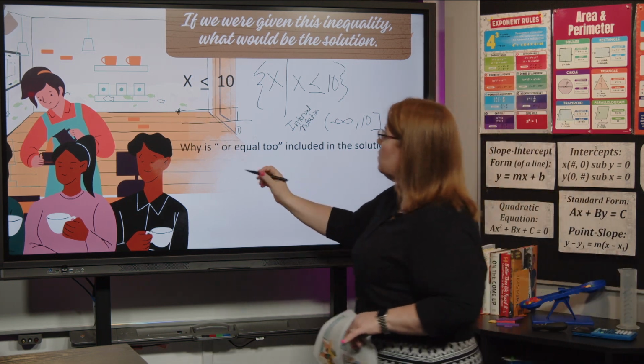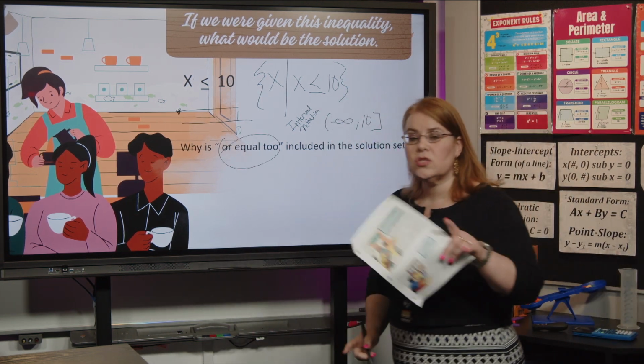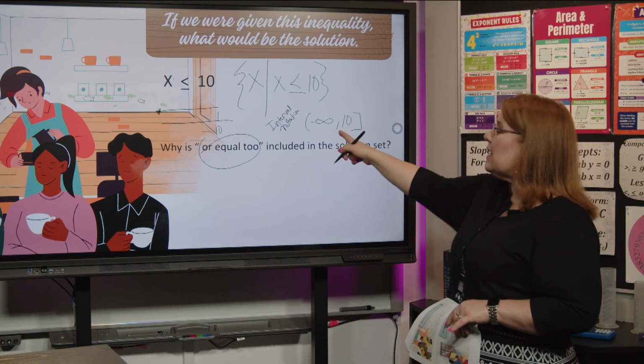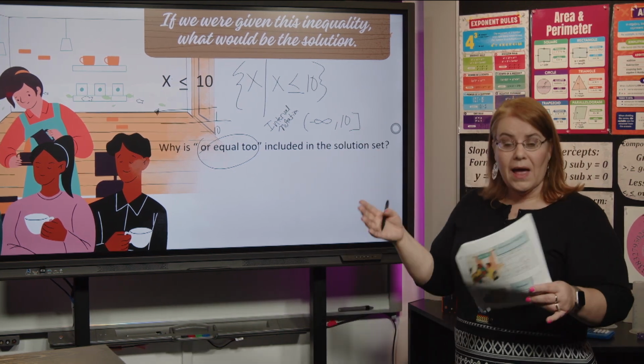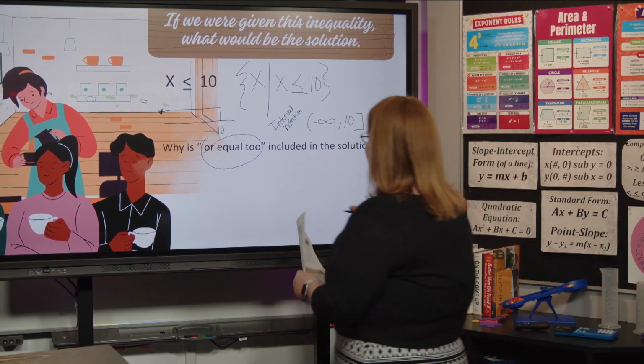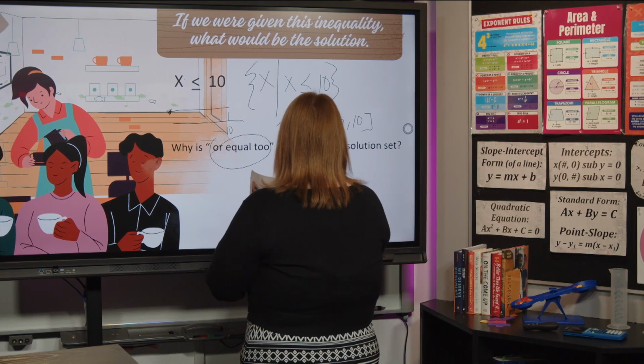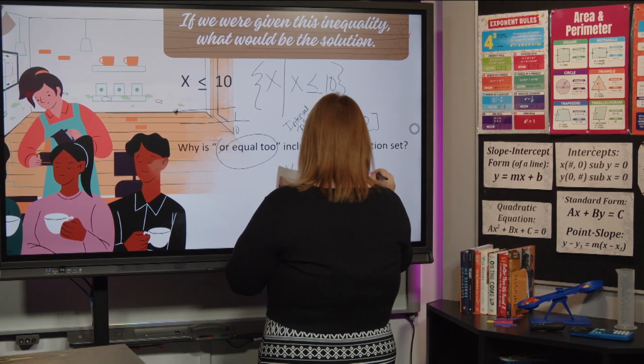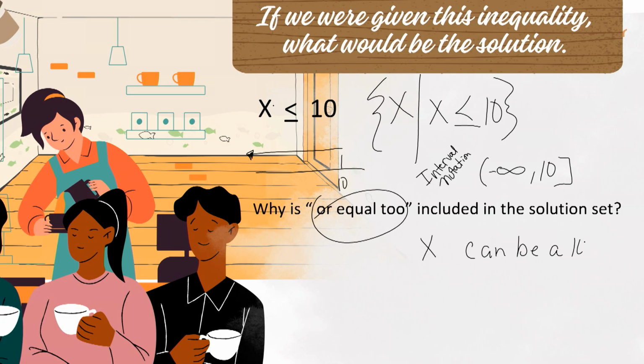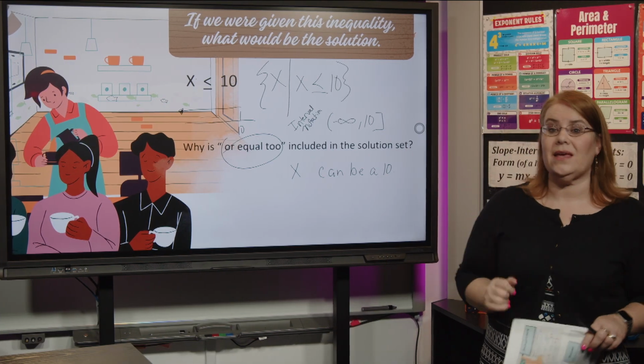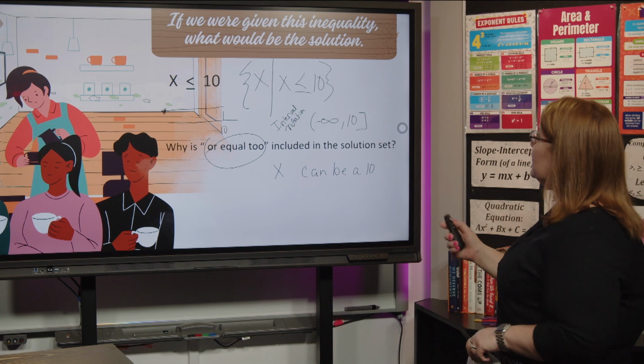All right, so that's why or equal to is so important, because it depends on if you're using a bracket or a parentheses. So x can be a 10. It can be a 10. It can't be above 10, but it can be 10. So let's go to our next.